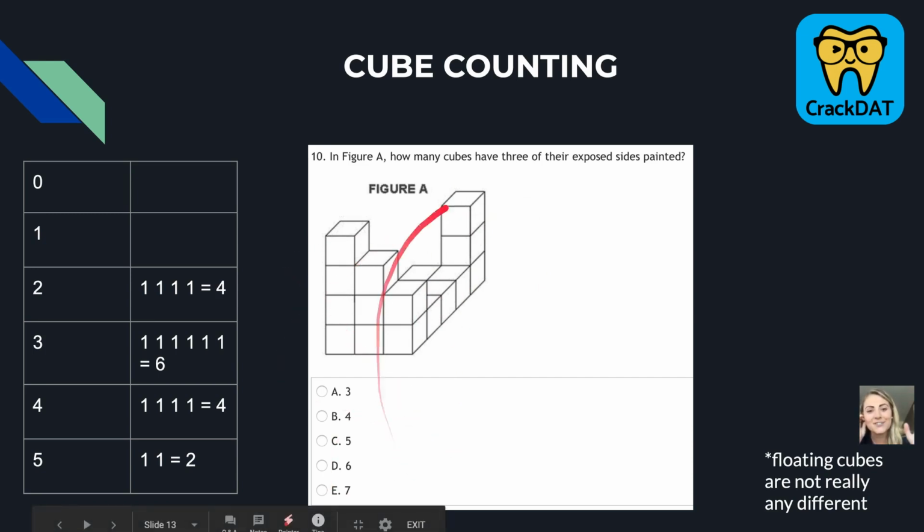And that's really easy. You can just bang out questions. So for this one, how many cubes have 3 of their sides exposed? I would go, okay, 3, I have 6, next.